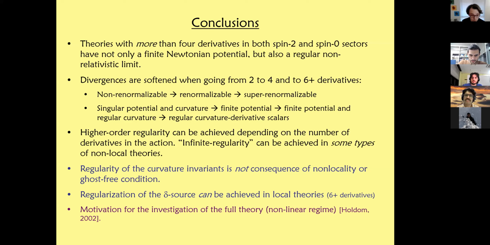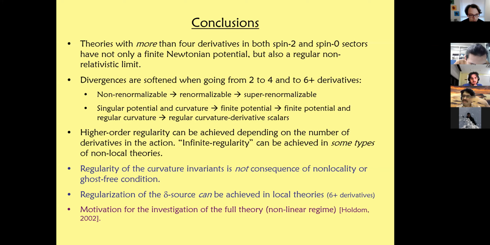So it's important to have in mind that the regularity of the curvature invariants is not a consequence of non-locality or of the ghost-free condition. It is a consequence of the behavior of the propagator in the UV. And even if you consider the regularization of the delta source, it can be achieved in local theories with 6 and more derivatives.